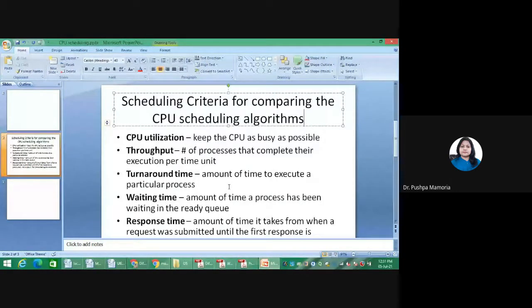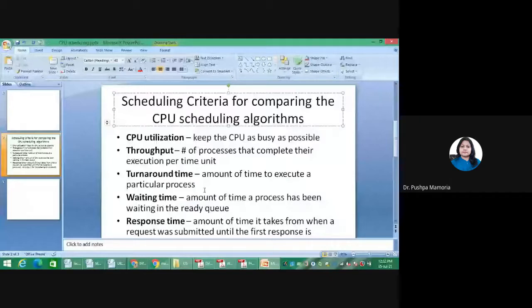So turnaround time is the sum of the periods spent waiting to get into memory, waiting in the ready queue, executing on the CPU, and doing input output, right? So the complete time, which is known as turnaround time, is up to when the process completes its execution.